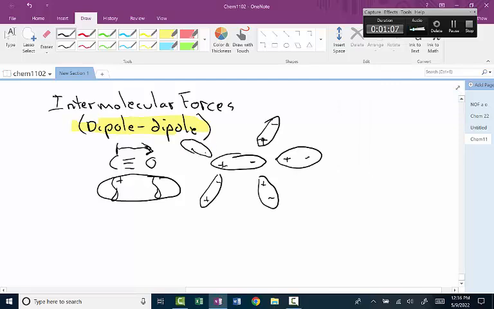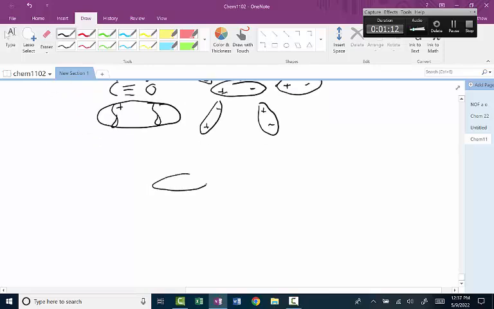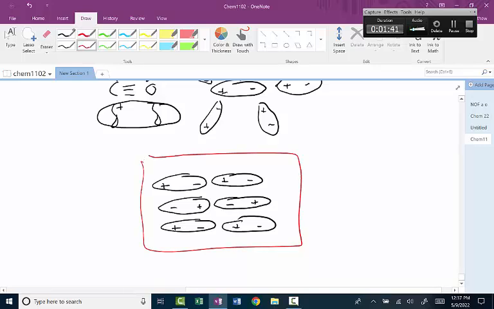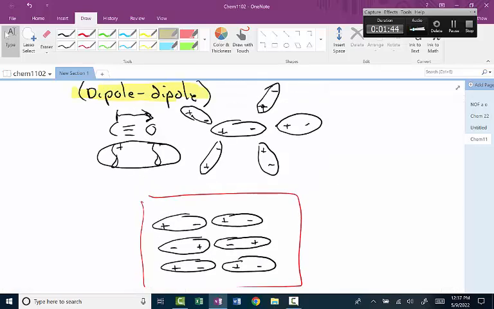And you can think of more reasonable systems. For example, if I took my CO and lined it up positive, negative, and then positive, negative. Remember, opposites attract. Positive, negative, positive, negative, negative, positive, positive, negative. You can start to see this structure build up like that. It's the attraction of the positive end to the negative end of a molecule, and this is called dipole-dipole interactions. That's all there is to it.